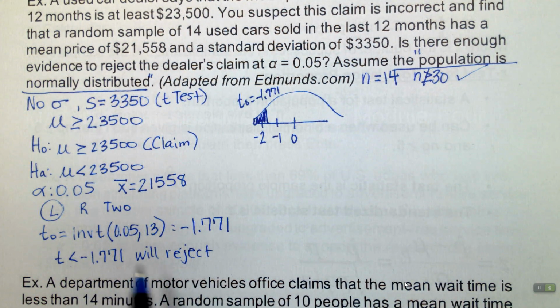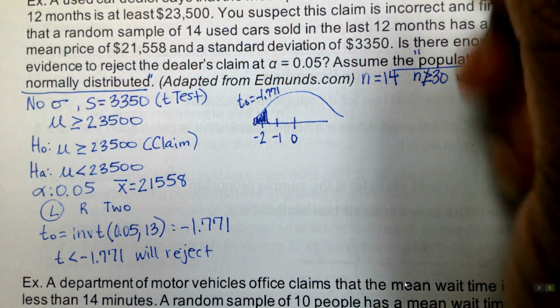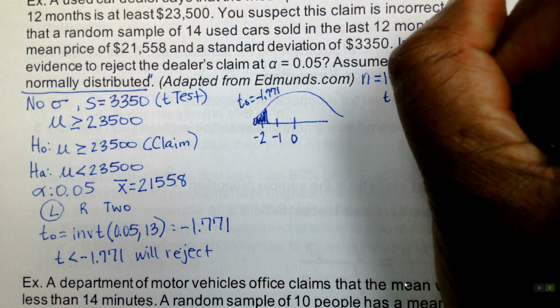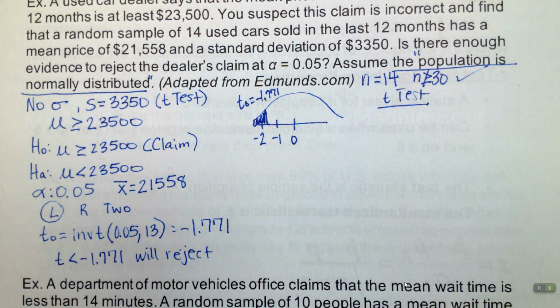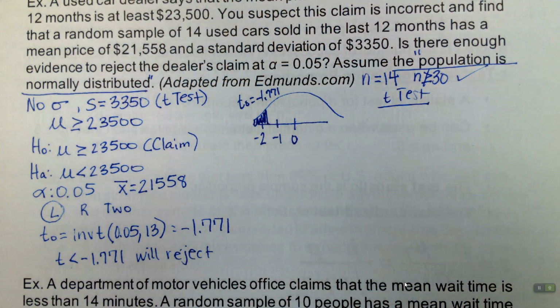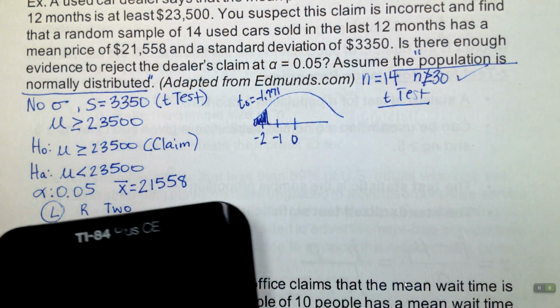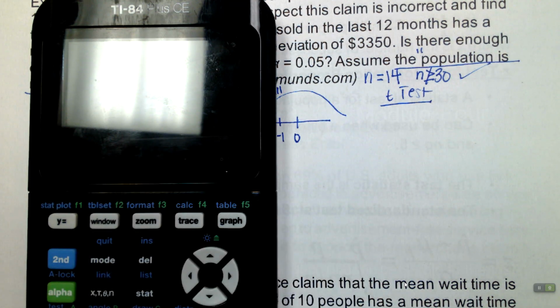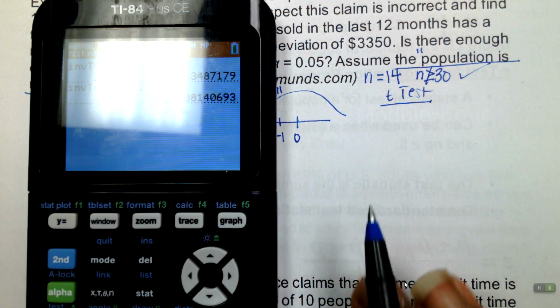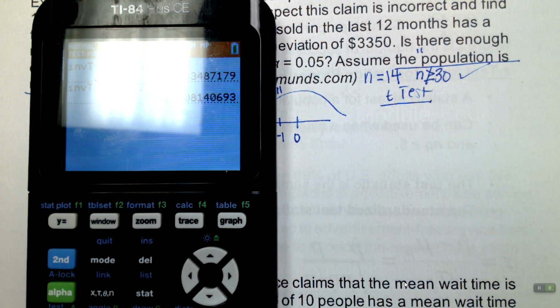All right, so let's run this test. So this is a t-test. We don't have any data, so we're going to run the stats. And we want the t and the p. And I'm going to calculate the t. For those who don't like to use the calculator, I'm going to calculate t to show you can still work this out without running the test on the calculator.